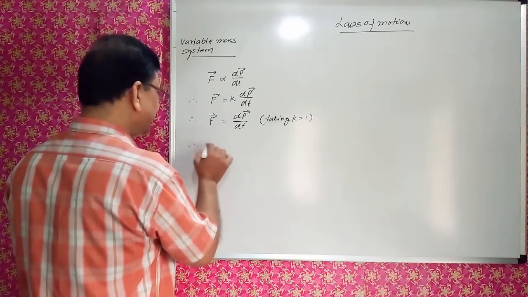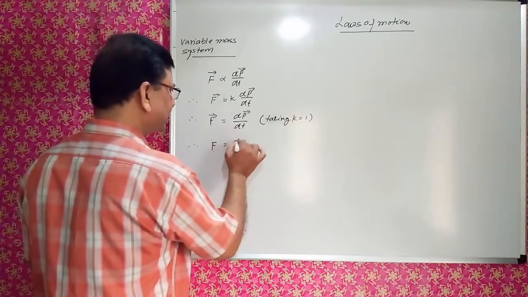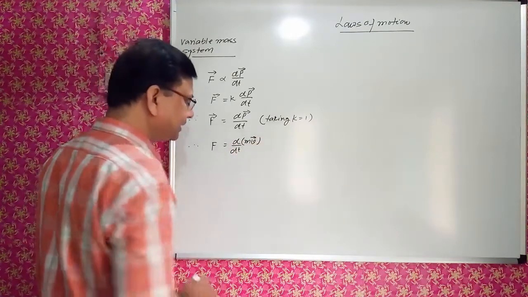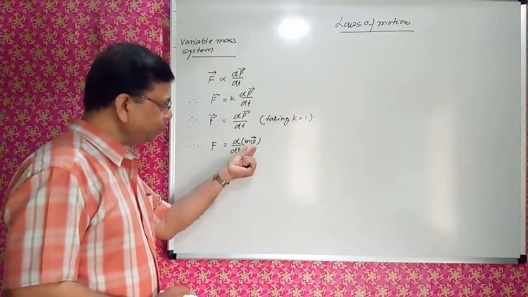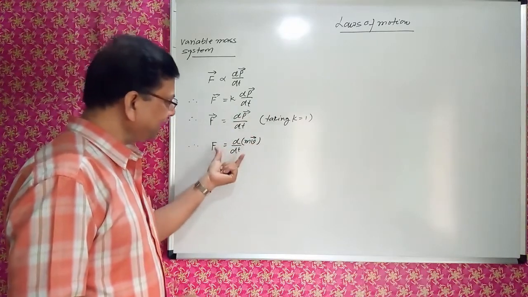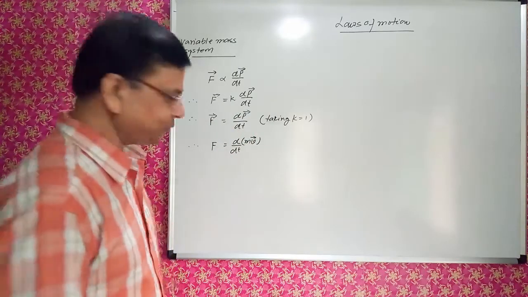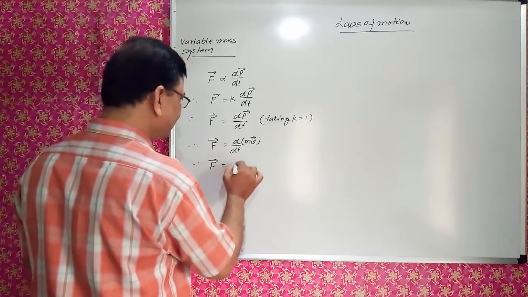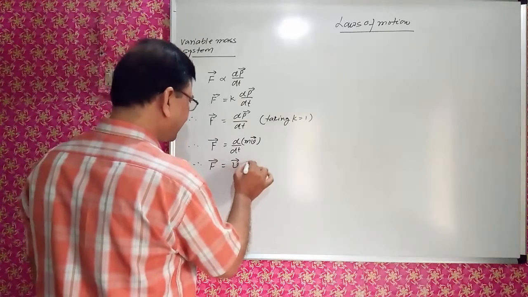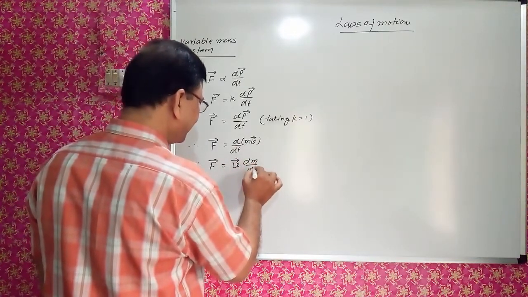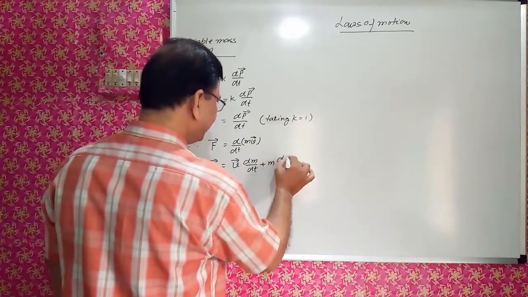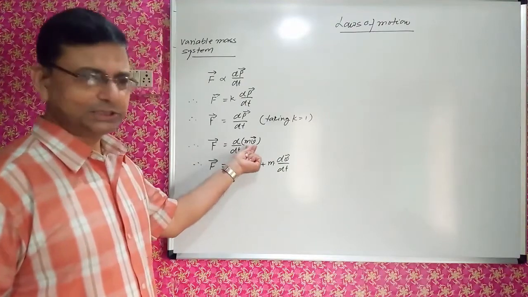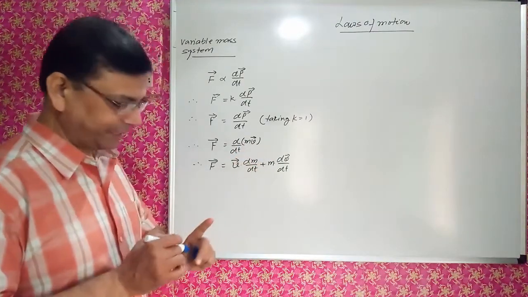And what is p? That is m into v, mass into velocity, the linear momentum. If we differentiate this with respect to time, we will get F is equal to v dm upon dt plus m dv upon dt. That is the product of two variables. m is also variable, v is also variable.